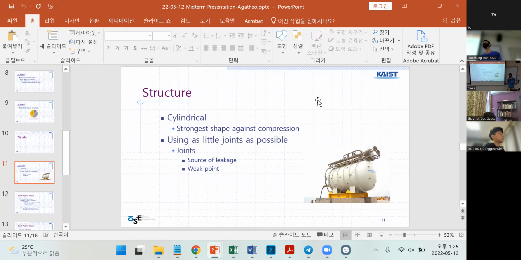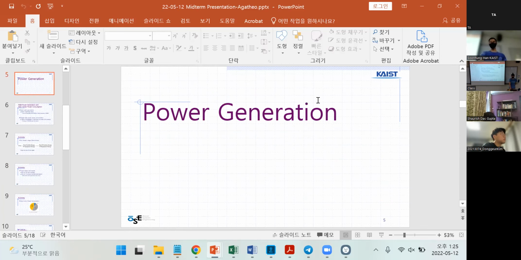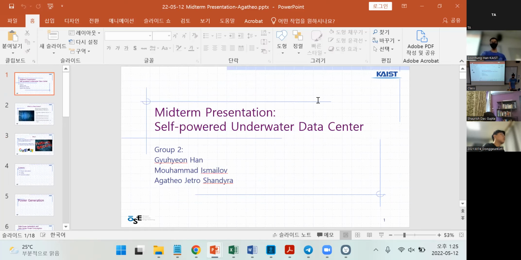Is the competition related to the objective of this project? It was to put a data center underwater, and it also needs to be self-powered, so it will not be dependent on external energy generation.